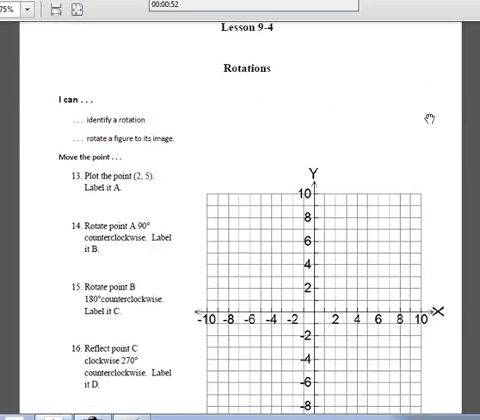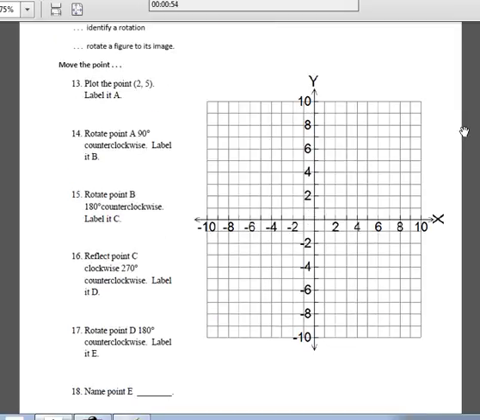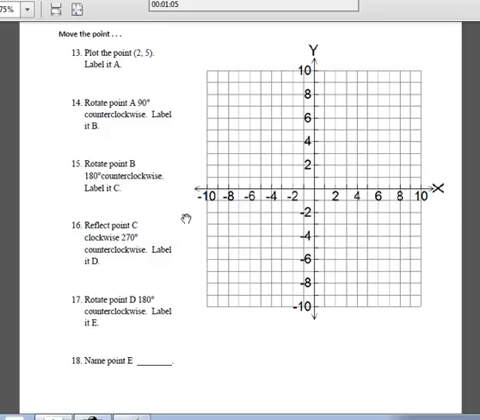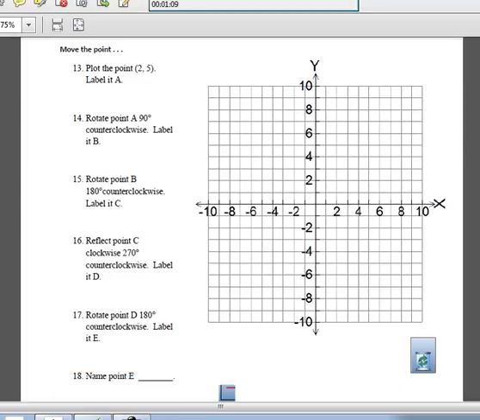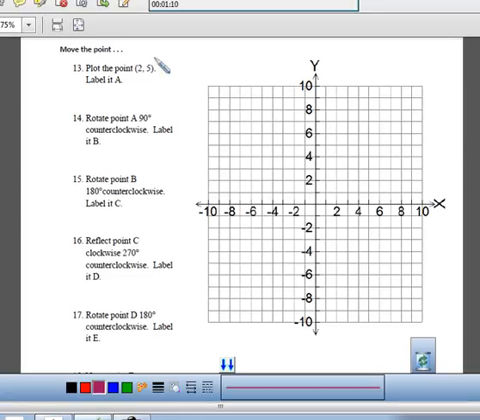Alright, so let's take a look at the example here on page 27. I realize the numbering is a little off. Essentially this keeps extending the previous lessons, and that's why it's starting at number 13. Not really important. Let's follow the directions, however. The first direction is to plot the point 2, 5 and label it A. So the point 2, 5 is here, and I'm going to label that A. Now we're going to rotate point A 90 degrees counterclockwise and label it B.